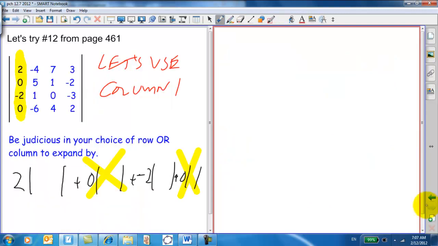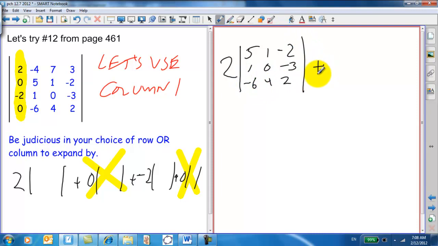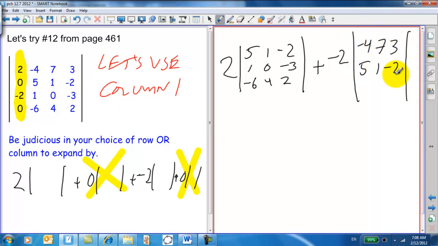So what have we got left here? We've got 2 times the minor of 2, which is going to be 5, 1, negative 2, 1, 0, negative 3, negative 6, 4, 2, plus negative 2 times the minor of that negative 2, the row and the column here. So negative 4, 7, 3, 5, 1, negative 2, negative 6, 4, 2.